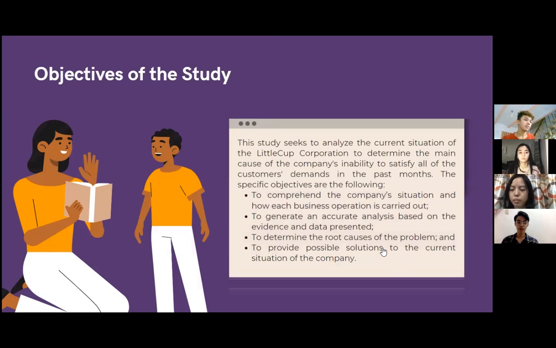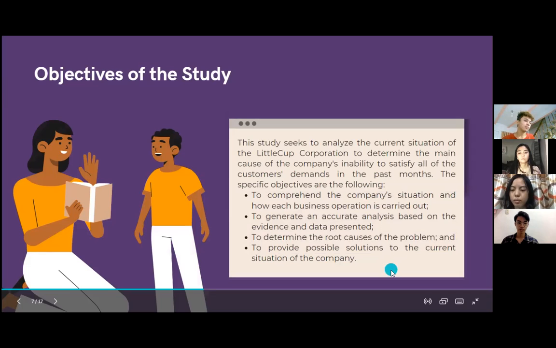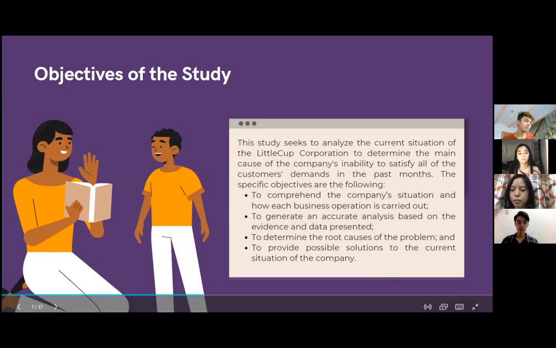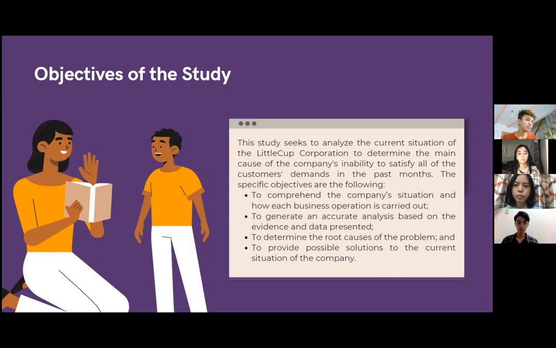This study seeks to analyze the current situation of the Little Cup Corporation to determine the main cause of the company's inability to satisfy all of the customers' demand in the past months. So the specific objectives are the following. First is to comprehend the company's situation and how each business operation is carried out. Second is to generate an accurate analysis based on the evidence and data presented. Third, to determine the root causes of the problems. And lastly, to provide possible solutions to the current situation of the company.